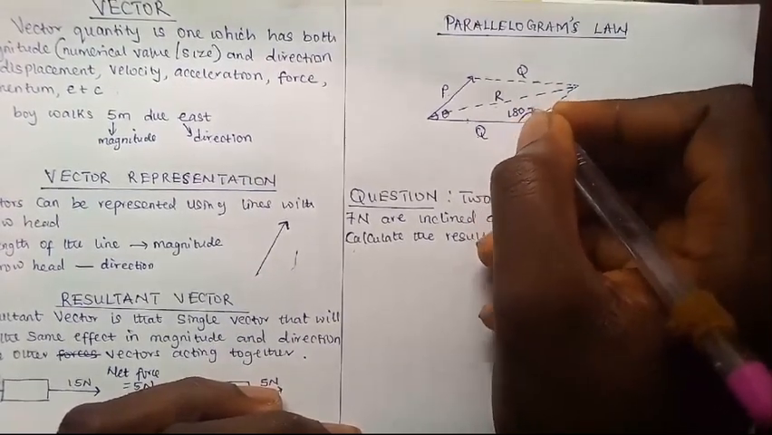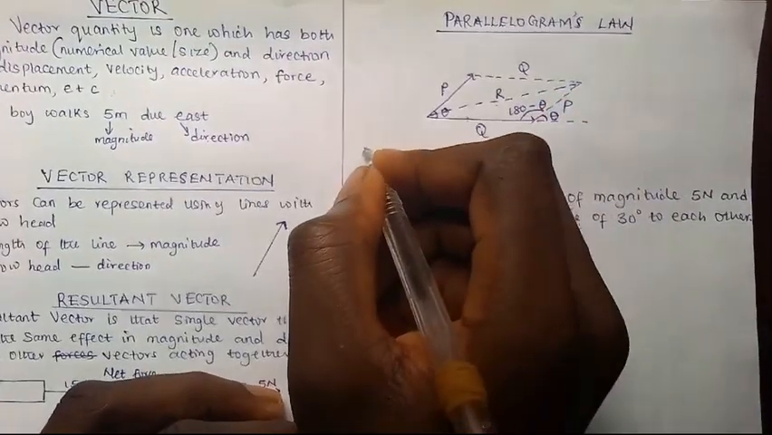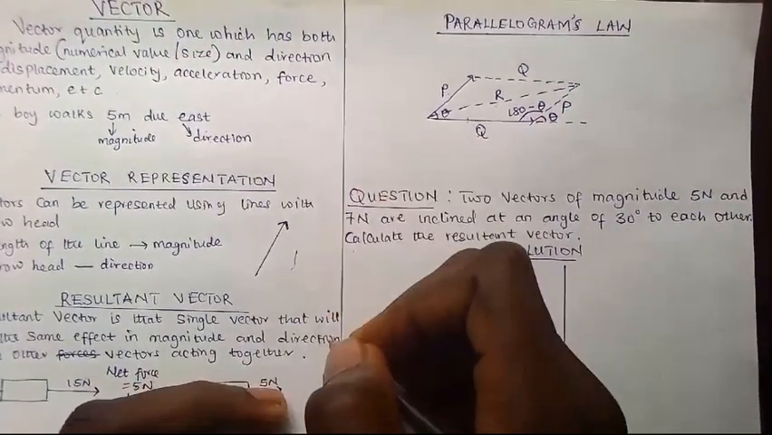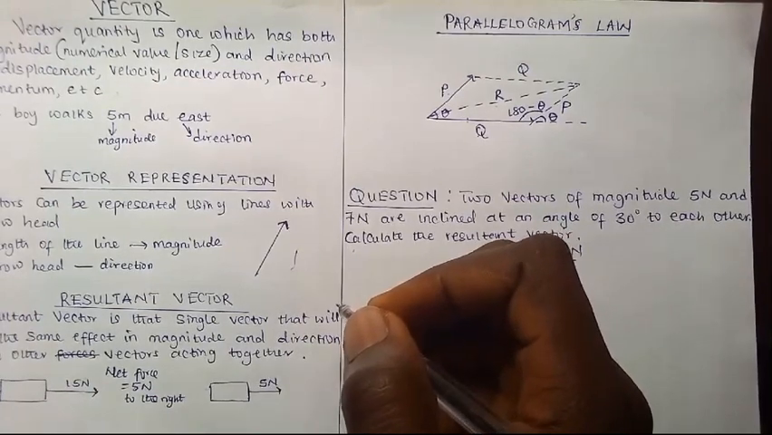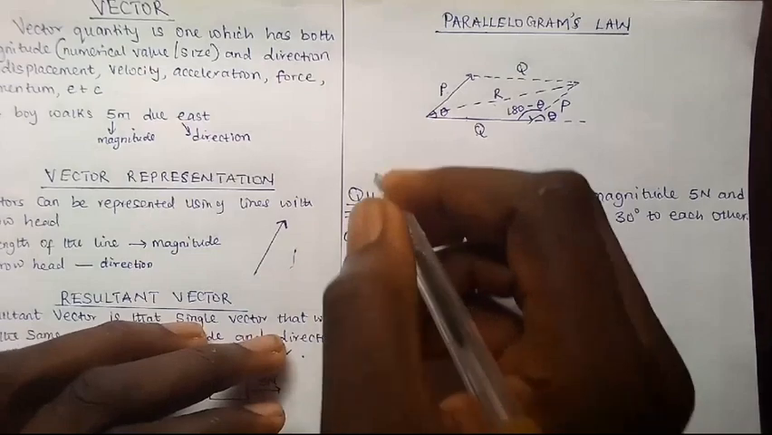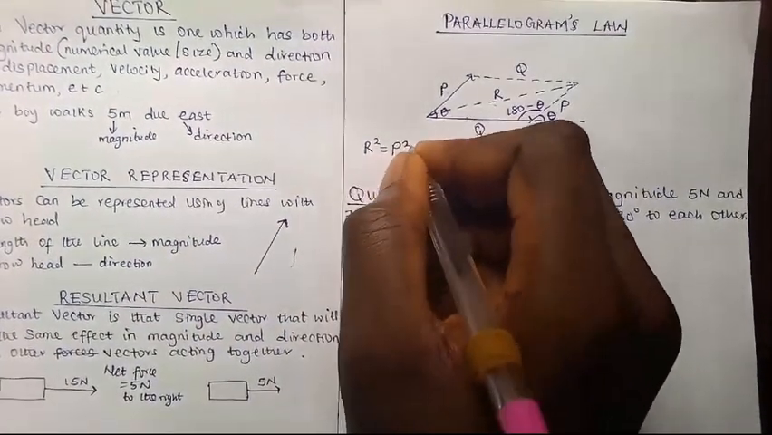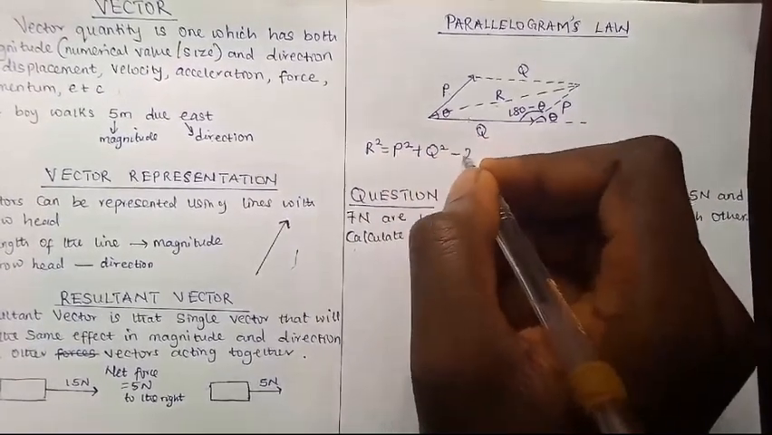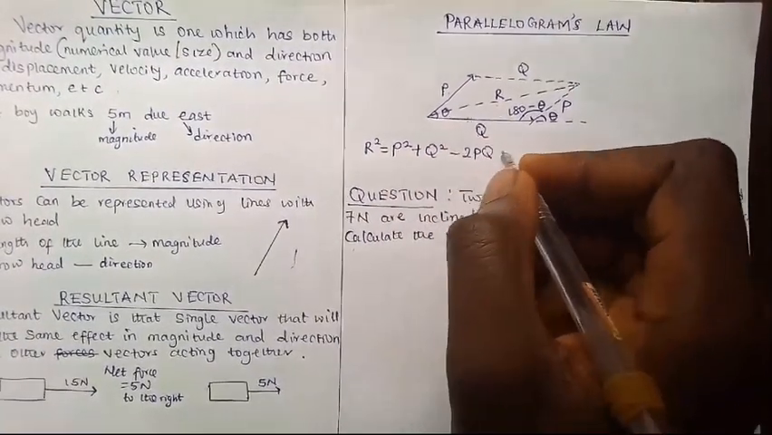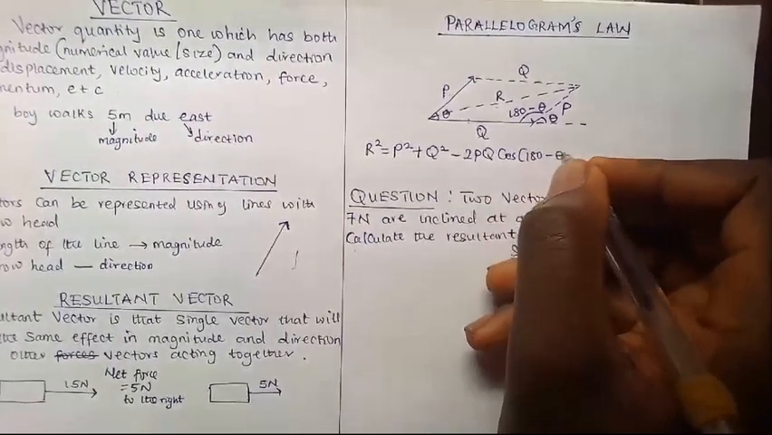180 minus theta. So the formula which we use from parallelogram law to find the resultant of two vectors which are inclined at an angle is r squared equals p squared plus q squared minus 2pq cos(180 minus theta).